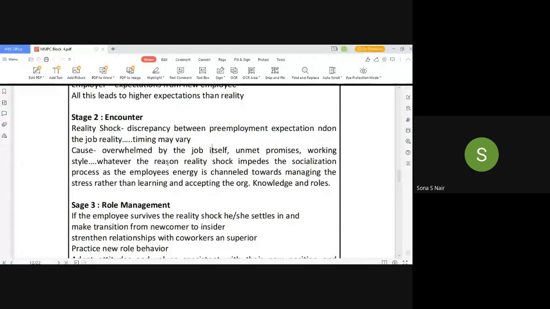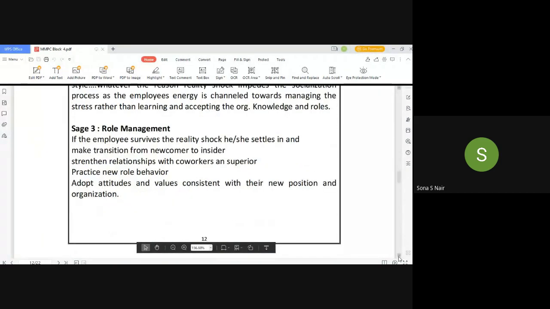Now, if he's able to overcome that reality shock, he will stick to the job, and he'll reach the third stage, which is role management. Role management is the stage when the employee survives the reality shock, settles in, makes the transition from a newcomer to an insider, strengthens the relationship with the co-workers and superiors, practices the new role behaviors, and adopts the attitudes and values consistent with the new position in the organization.